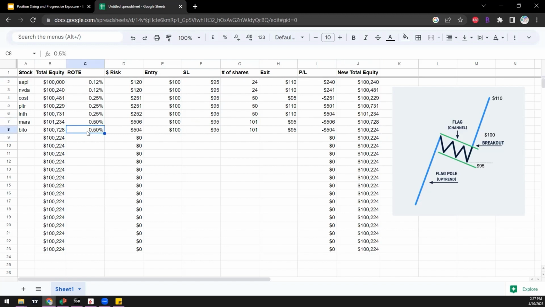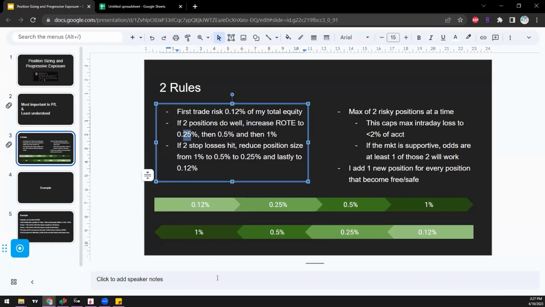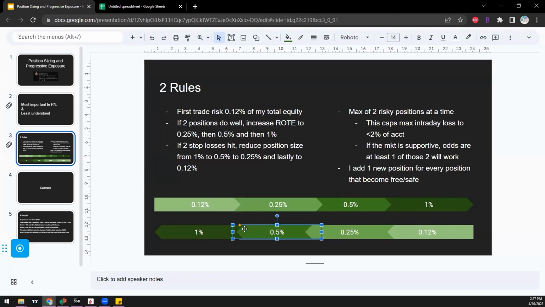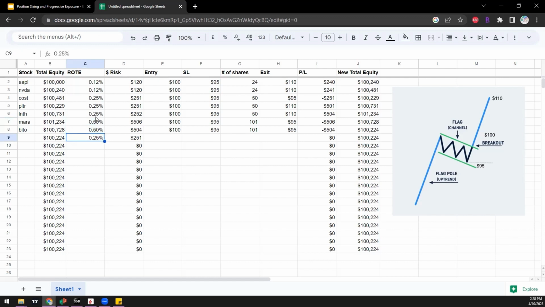Now my subsequent trades would be at a risk of 0.25% because I've taken 2 losers at 0.5%, right? Remember these rules. If you lose at 0.5%, you're moving back down to 0.25%. Say if both of these had been winners, we are now up by $3,200 on our account, and we would be able to move the risk up to 1%. That would allow us to risk $1,000 on the next trade.